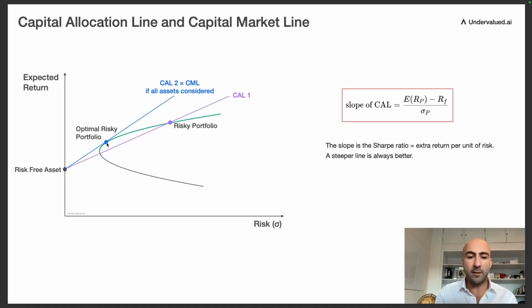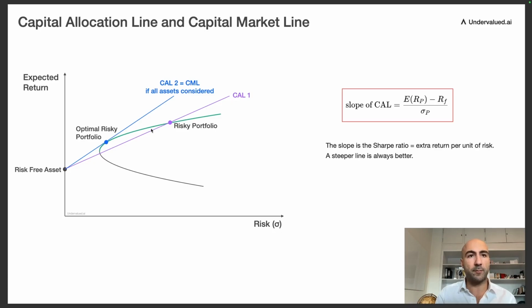In reality, in practice, we usually consider that to be, for example, the S&P 500. Anything below the capital market line is suboptimal, because for the same level of risk, you could slide up to the CML and get a higher expected return.